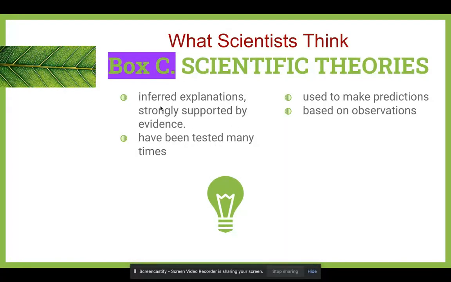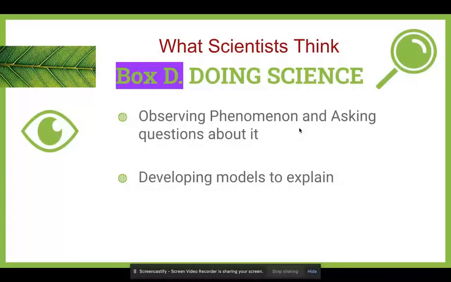So once again, inferred explanations that are strongly supported by evidence. They have been tested many times and are used to make predictions based on observations. So you should have 4 points noted in box C on the right-hand column under what scientists think. Okay, box D, what scientists think of doing science.